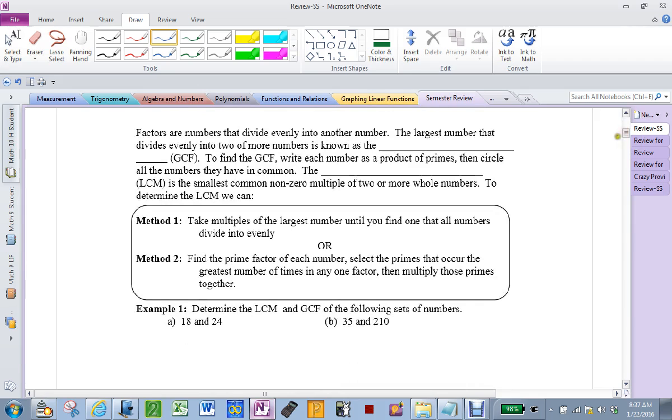Factors. These are not important on your provincial by themselves. They are important on your provincial as a tool to use for other things. Okay? These are how you find lowest common denominators. These are how you do factoring of trinomials. And it is also how you simplify radicals. So please make sure you are comfortable with them. GCF is greatest common factor.